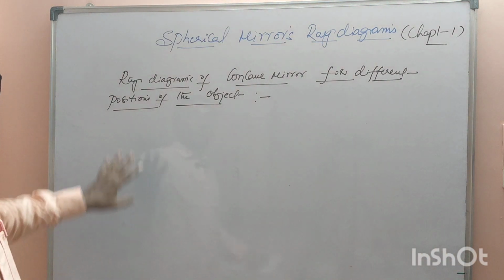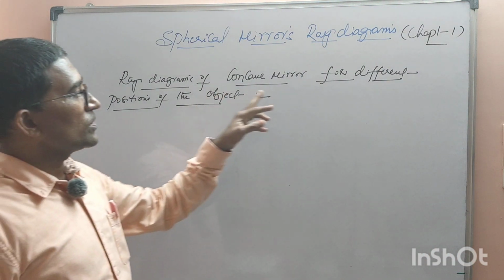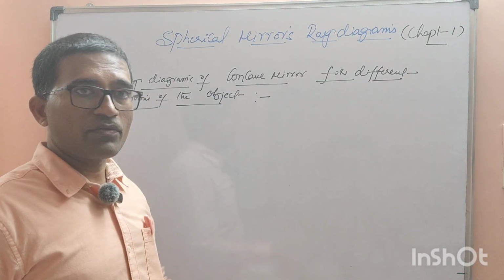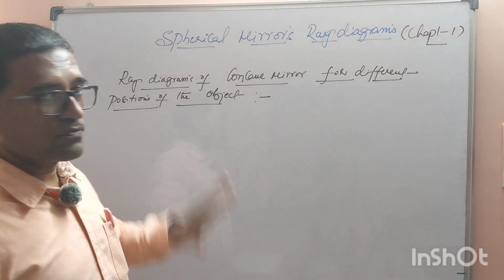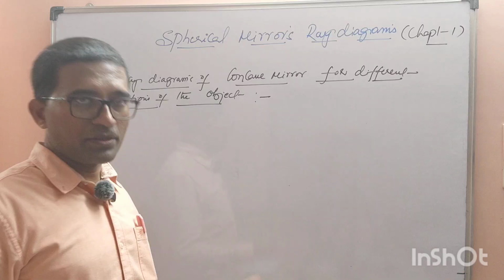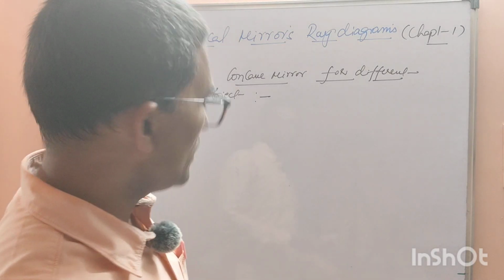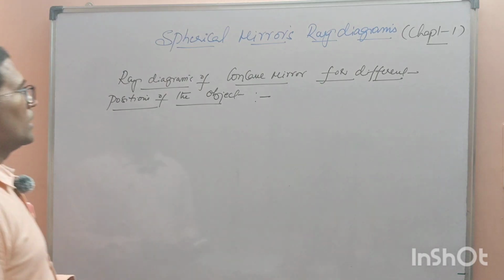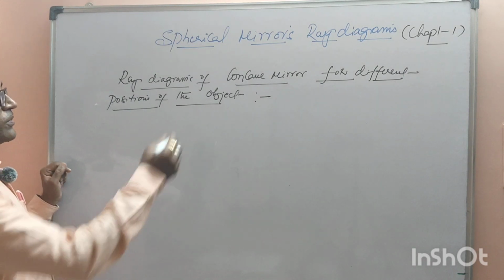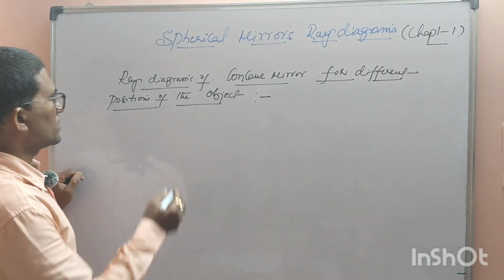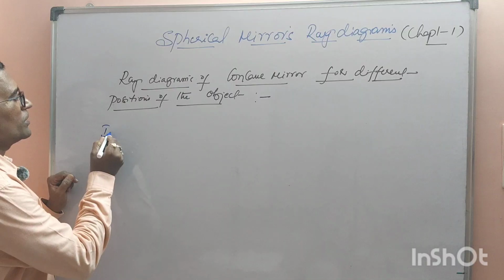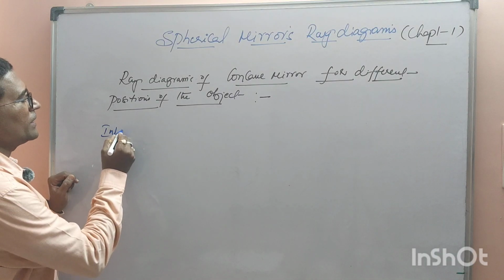In this class, we'll be discussing ray diagrams of a concave mirror as well as a convex mirror for different positions of the object in front of the mirrors. Now, first of all, we'll be discussing ray diagrams of a concave mirror for different positions of the object. In this, the first position of the object is at infinity.